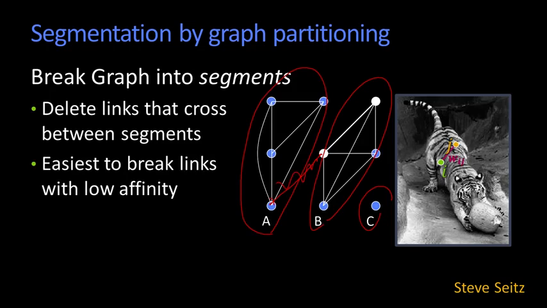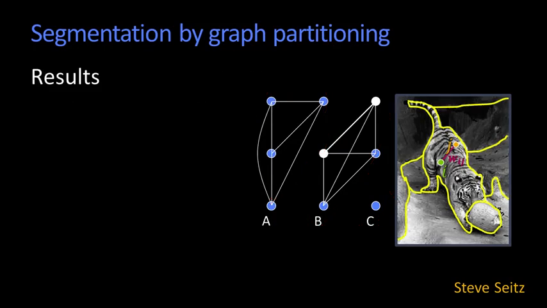And so which links should be easiest to break? Well, obviously those with the lowest affinity. Because if I break them, they're saying, you know, the blue pixel and the red pixel, which maybe have a great distance in my feature space, so they have a very low affinity between them. By the way, here's an actual example of segmenting this tiger against the background, and you can see that it's got spatially contiguous regions by doing that.